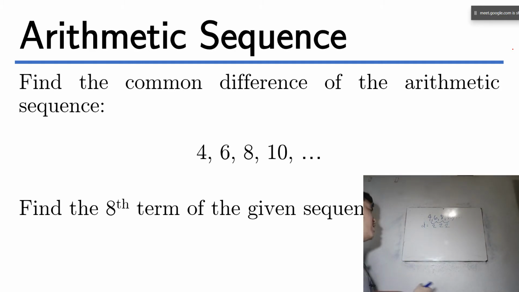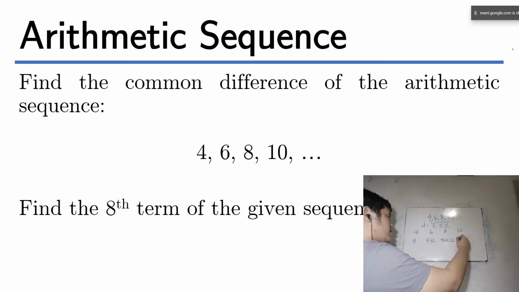Okay, to further illustrate, ano yung sabihin nung pinakita ko sa inyo expression kanina? Di ba? 4, 6, 8, 10. Di ba? 4 plus 2, 4 plus 2d, di ba? Or in other words, 4 plus 2 times 2. Ito, 4 plus 2 times 3. Di ba? Yun ang sabihin ng arithmetic sequence.